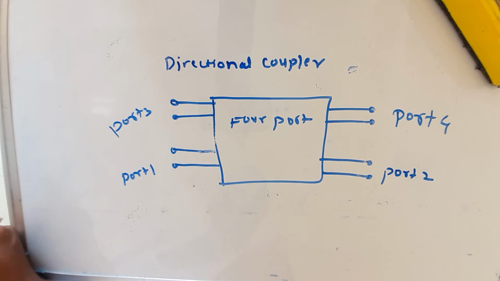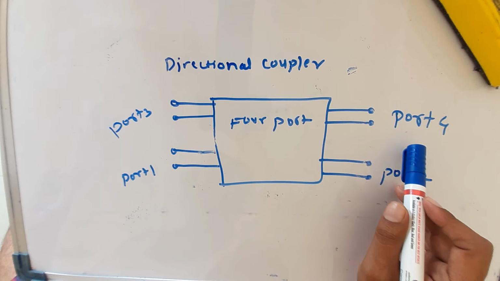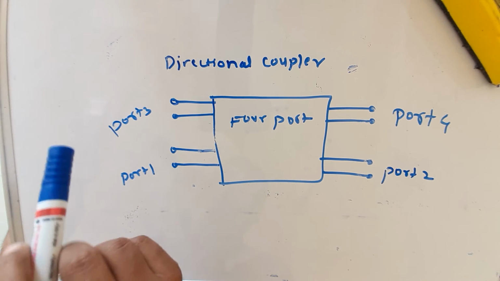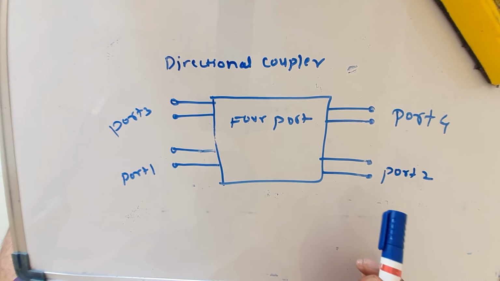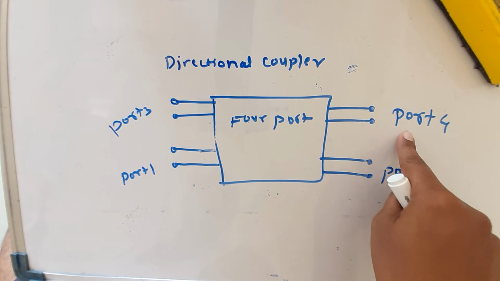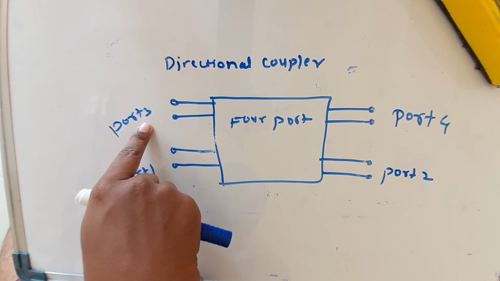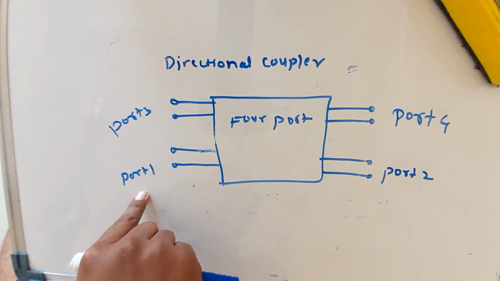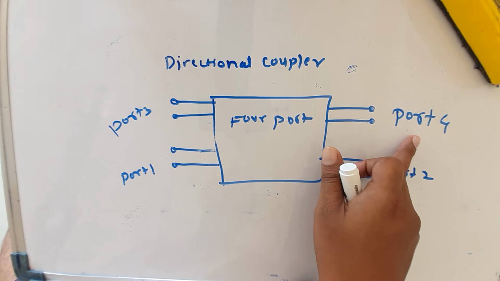So what is the basic principle? Here there are four ports: port 1, port 2, port 3 and port 4. When a wave travels from port 1 to port 2, a fixed fraction of power appears at port 4, and port 3 is there. If the wave travels from 1 to 2, some power will occur at port 4, but no output will occur at port 3. Conversely, if the wave is traveling from 2 to 1, a fraction of the signal will occur at port 3, but no signal will occur at port 4.